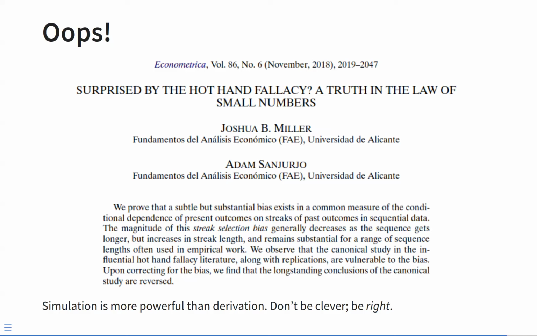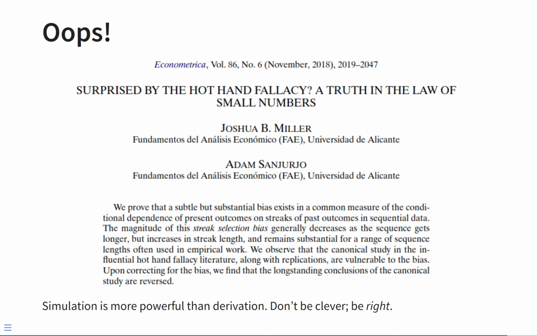of present outcomes on streaks of past outcomes in sequential data. The magnitude of this streak selection bias generally decreases as the sequence gets longer, but increases in streak length, and remains substantial for a range of sequence lengths often used in empirical work. We observe that the canonical study in the influential hot hand fallacy literature, along with replications, are vulnerable to the bias. Upon correcting for the bias, we find that the long-standing conclusions of the canonical study are reversed.